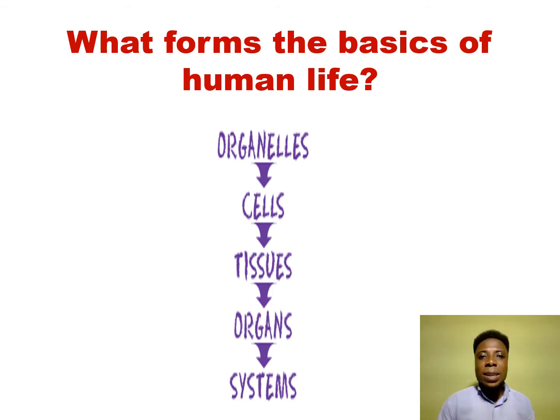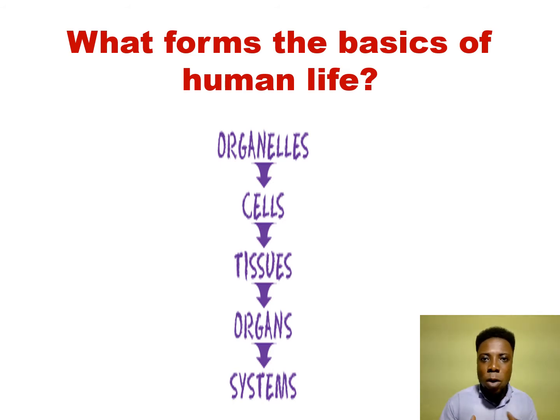Now, this is what forms the basics, the beginning, the fundamental of human life. Human life starts from organelles and cells. Cells and organelles are the basic unit of life. Cells, especially, are the basic building blocks of human beings. Our beginning, our formation, starts from organelles and cells, mostly cells. That is the beginning of human life. The human body starts forming by cells.